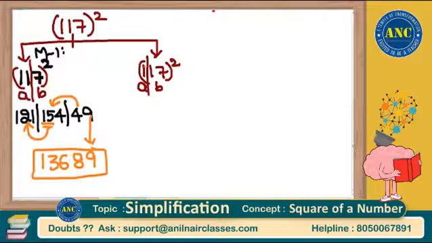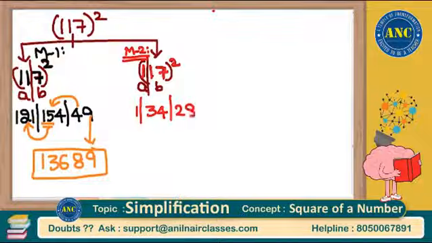Let us check whether we will get the same answer by using method 2. Now see here, A value is 1, B value is 17. A square is 1 square, 1. 2AB: 2 into 1 into 17 is 34. What is B square? 17 square is 289.